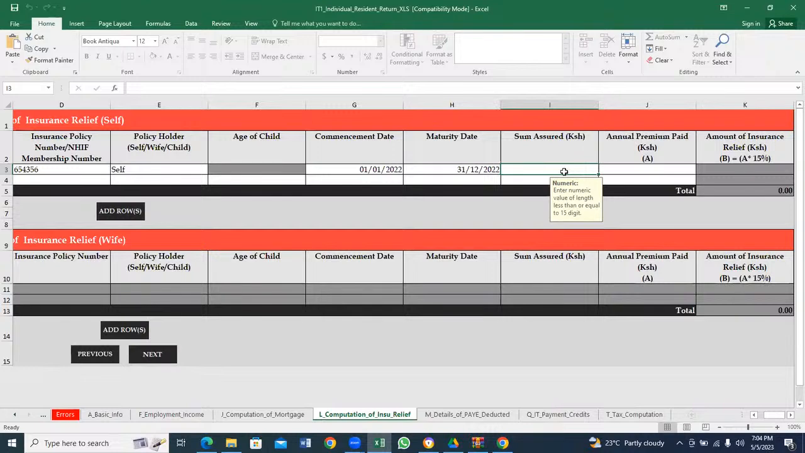If monthly unalipa insurance unapewa 255. Inamaanisha in a month huyu mtu analipa insurance pesa ngapi? Is it 1700, right? So 1700 times 12 inakuja 2400. So that is the sum assured, 2400.